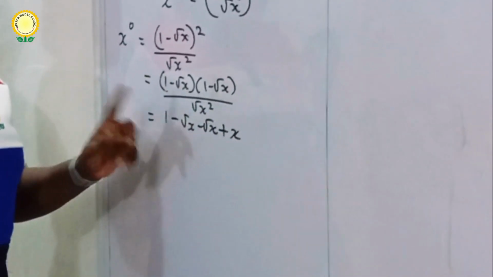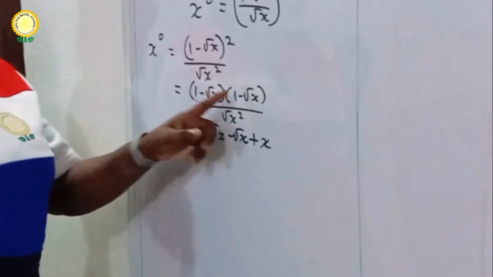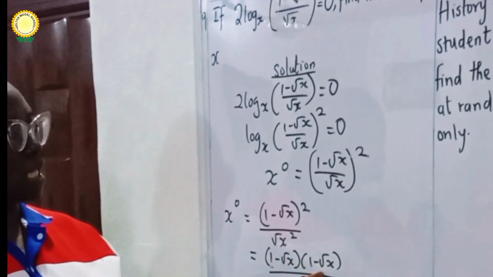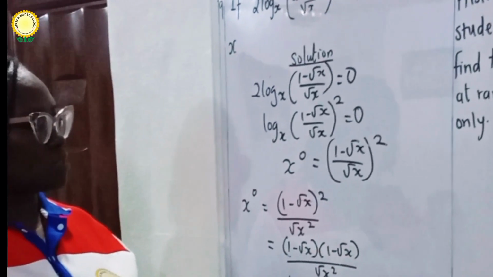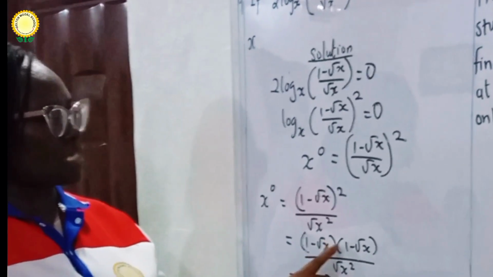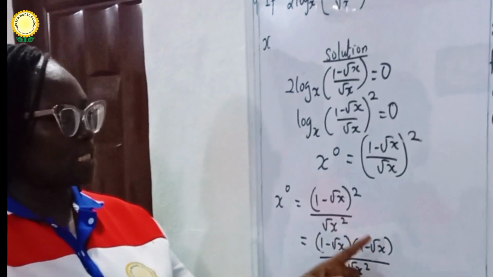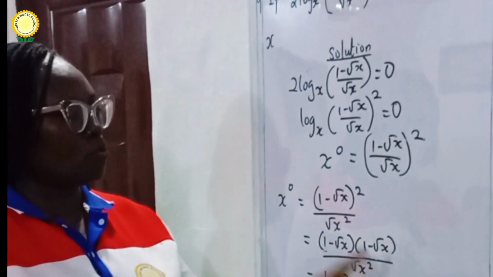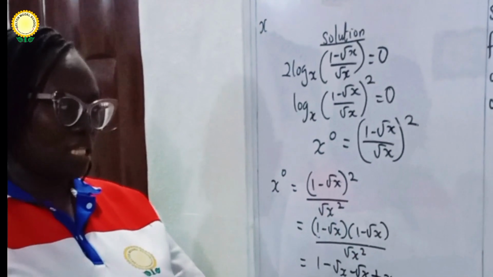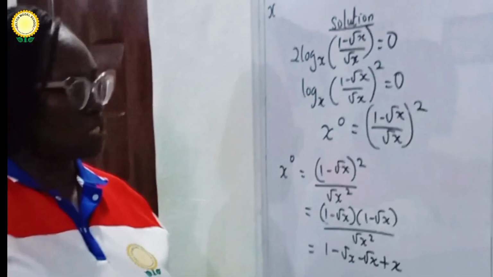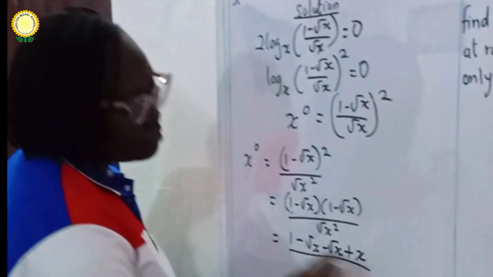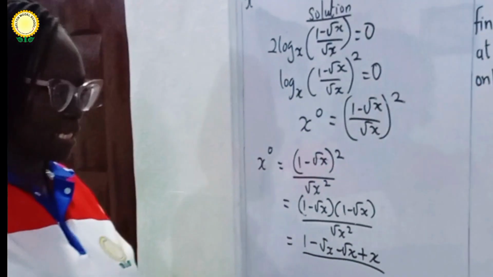You have to be careful here because of the signs, so cross-check your work. 1 times 1 is 1. 1 times minus root x is minus root x. Minus root x times 1 is minus root x. And minus root x times minus root x will give you plus x. This is where most students will get it wrong. So be careful. Then root x squared.